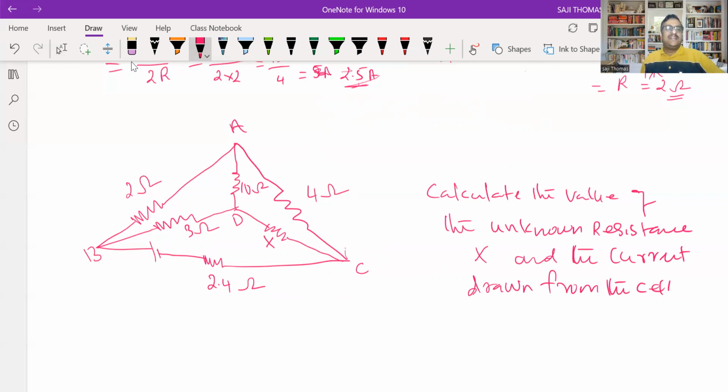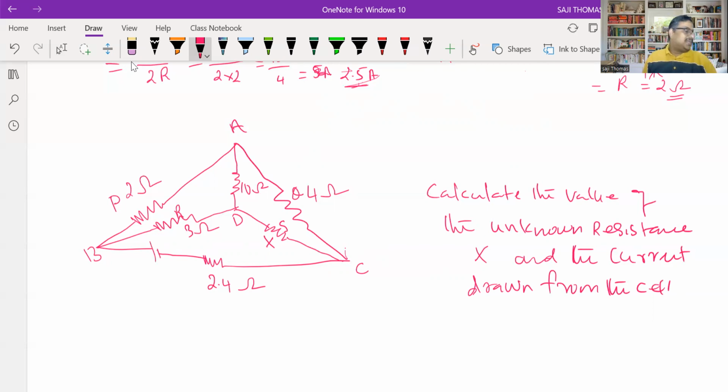Okay, look at the diagram. You see the top part of the circuit. You can see 5 resistors. So it is a Wheatstone bridge only. You can arrange it in the form of a Wheatstone bridge. See the top circuit. This is P, Q, R, S.